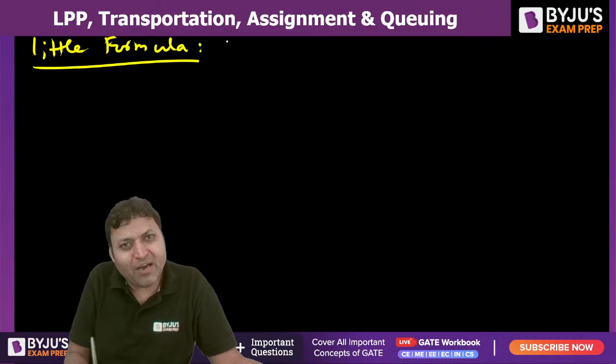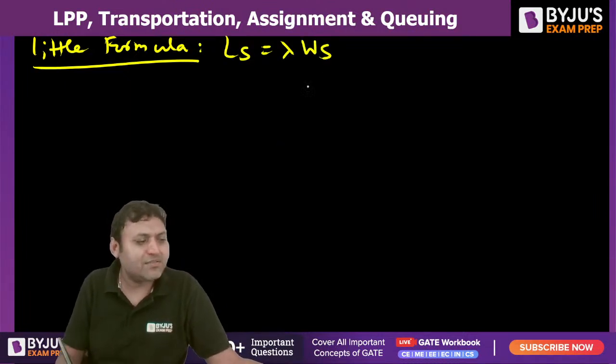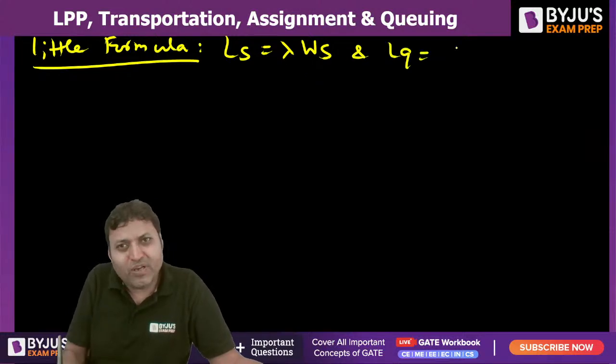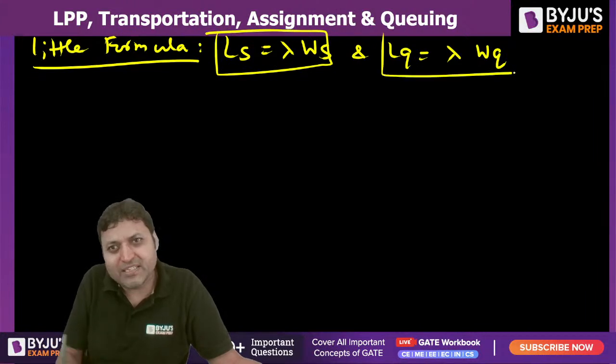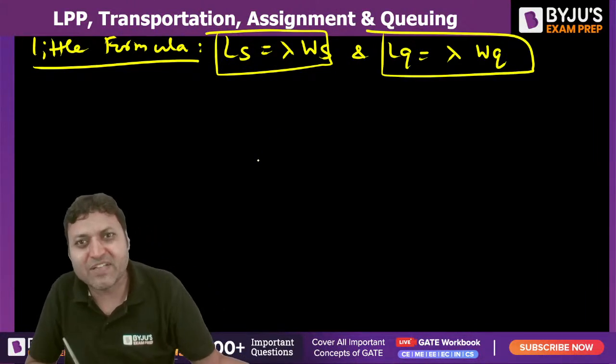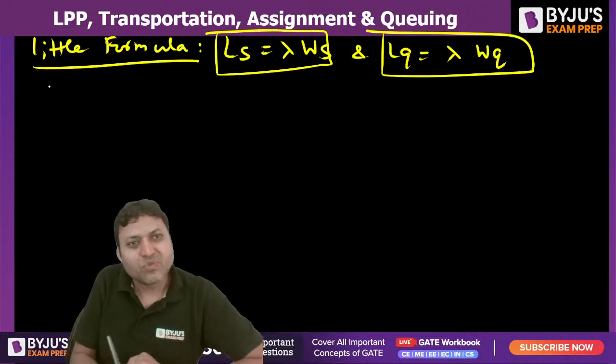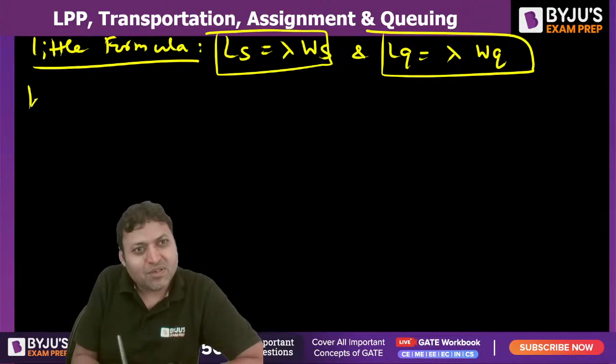What is Little's formula? LS is equal to lambda into WS and LQ is equal to lambda into WQ. These are called Little's formulas. LS is the length of the system. LQ is the length of the queue. Another formula: the waiting time in the system is the waiting time in the queue plus the service time, 1 by mu.